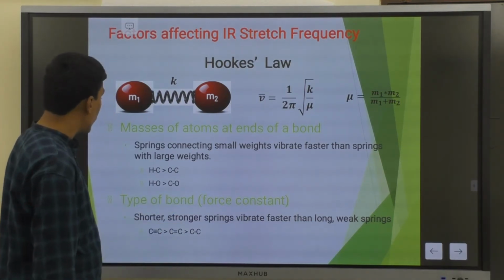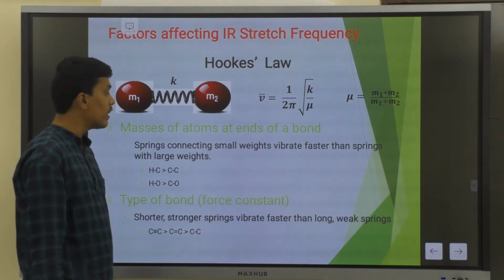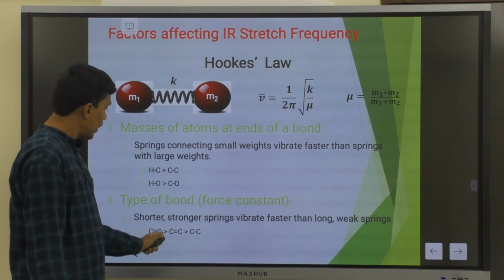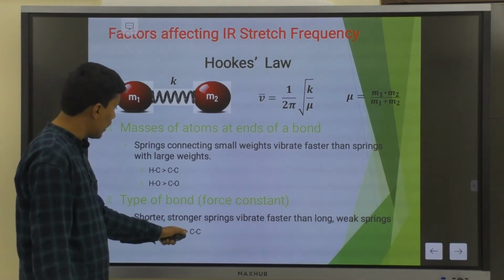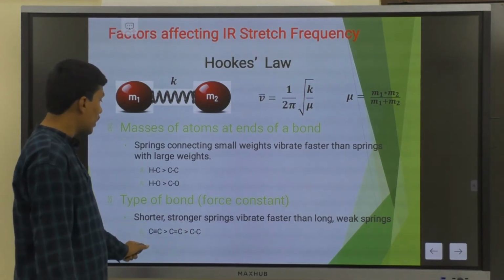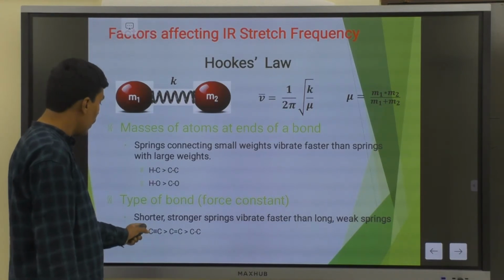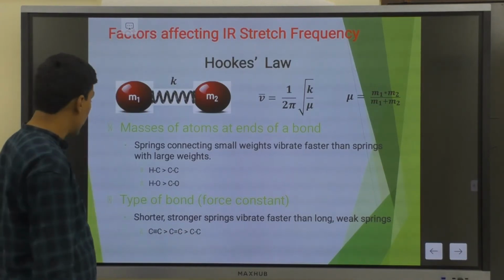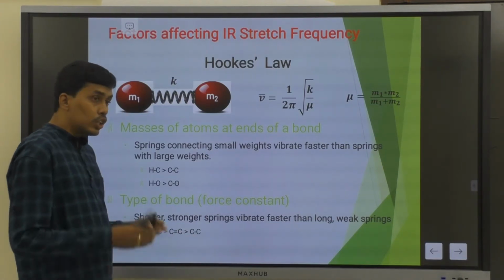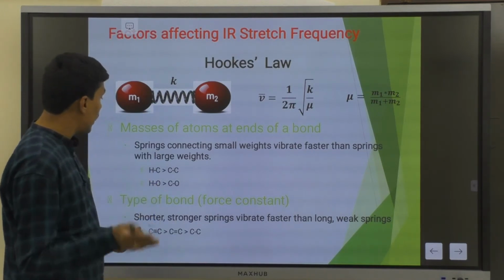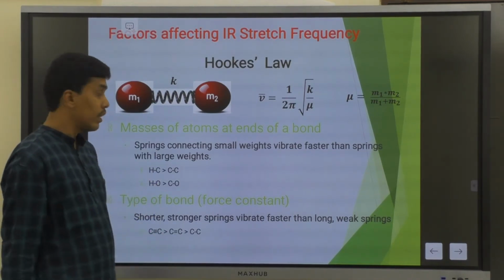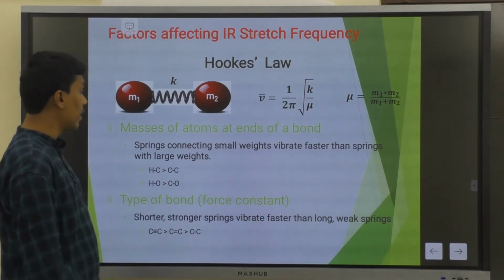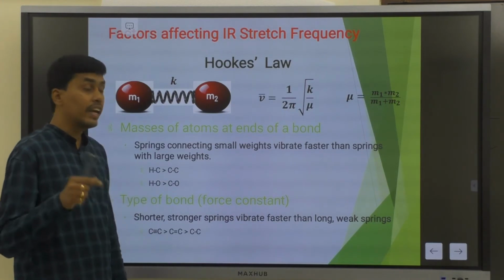Next is the type of bond, the force constant. Shorter, stronger springs vibrate faster than long, weak springs. C triple bond C is greater than C double bond C, which is greater than C single bond C. Here the triple bond length is shorter and the C single bond is longer. So C triple bond C, with short bond length, is greater than C double bond C, greater than C single bond C. This is the higher stretching frequency order. Shorter, stronger springs vibrate faster than longer, weak springs.